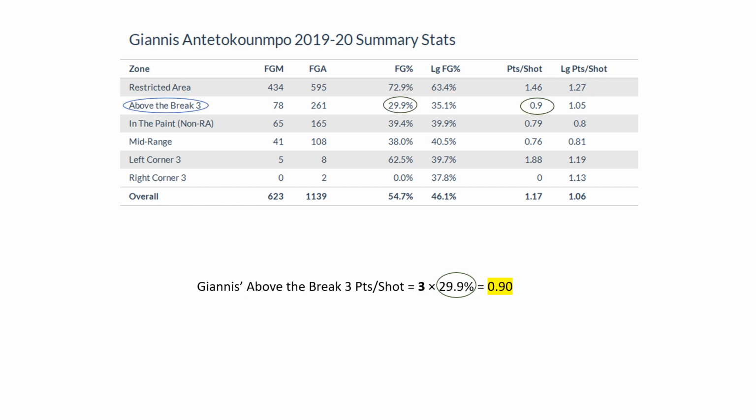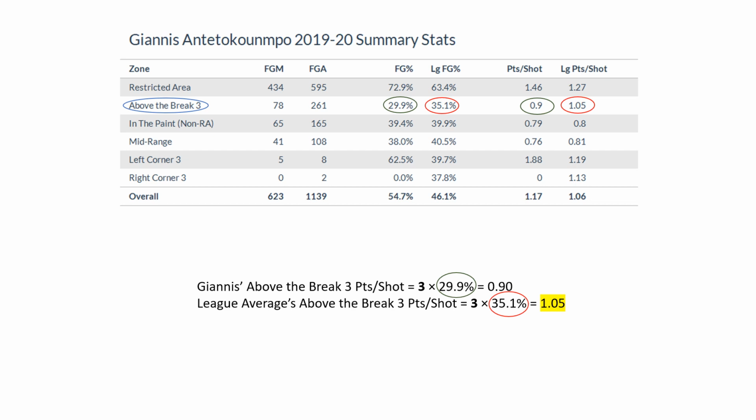The same calculation is done when looking at three-point shots, but now you just swap the 2 out with a 3. So 3 times 29.9% for above the break threes for Giannis gives him 0.9 points per shot. And we can see that he is less efficient than the league average at threes when he shoots it from the top of the arc.